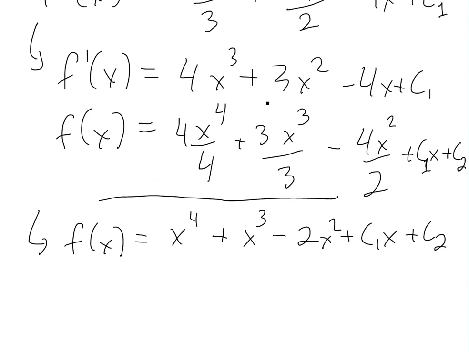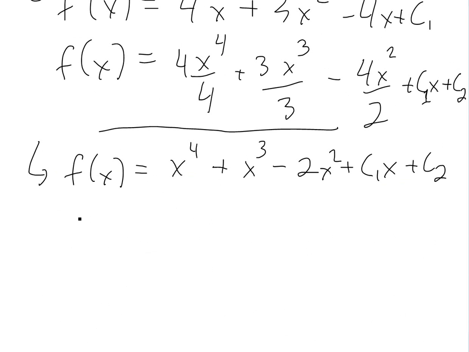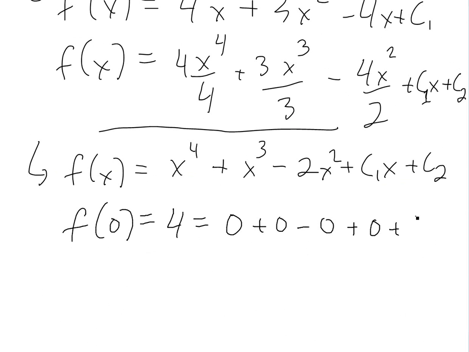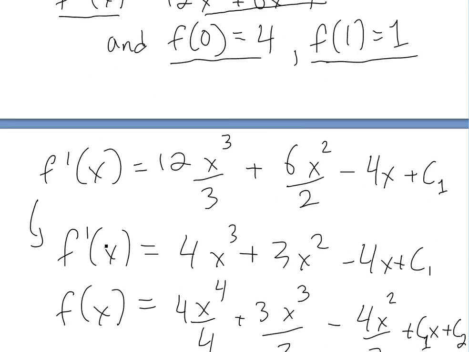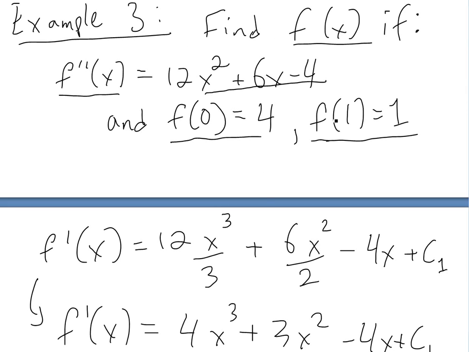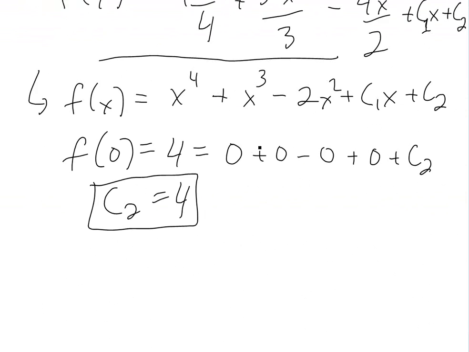So f of 0 is 4. Let's plug that one in because that's easier. So f of 0 is equal to 4, which is equal to, we just plug in all the zeros, 0 plus 0 minus 0, and then plus 0 plus c2. So c2 equals 4. So we have our first constant. Now we just plug in the other value, and we're going to solve for c1 here.